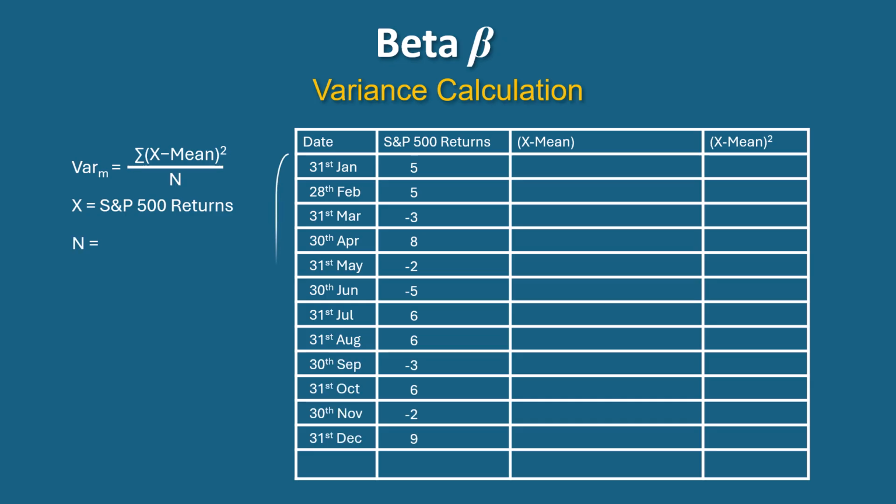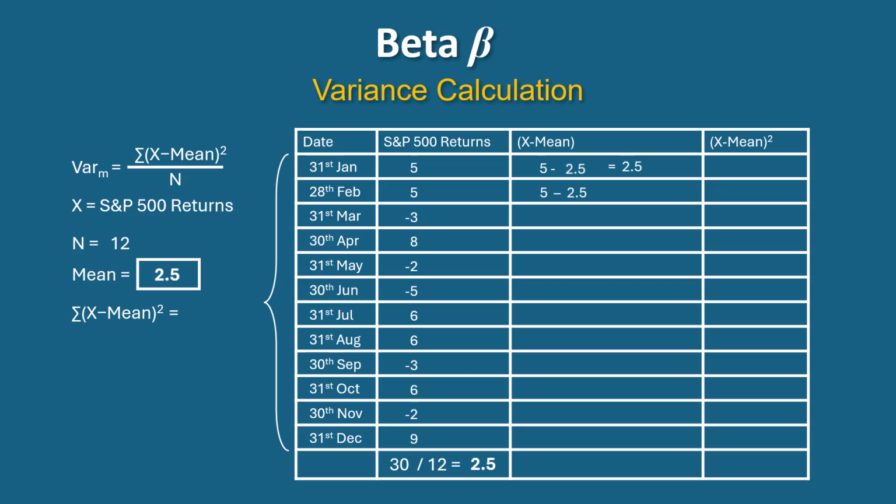N equals the number of returns, which is 12. First, calculate the mean. Sum of all S&P 500 returns equals 30, so mean equals 30 divided by 12, which equals 2.5. Next, calculate x minus mean for each month. January, 5 minus 2.5 equals 2.5. February, 5 minus 2.5 equals 2.5. March, negative 3 minus 2.5 equals negative 5.5. And so on for each month.